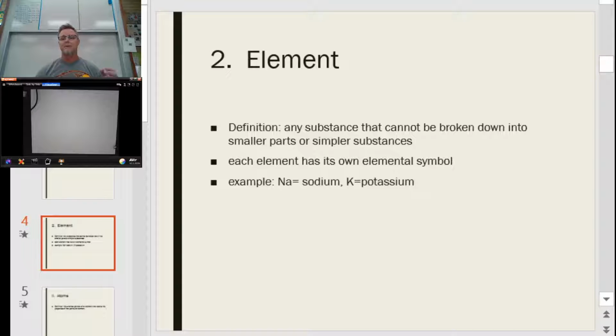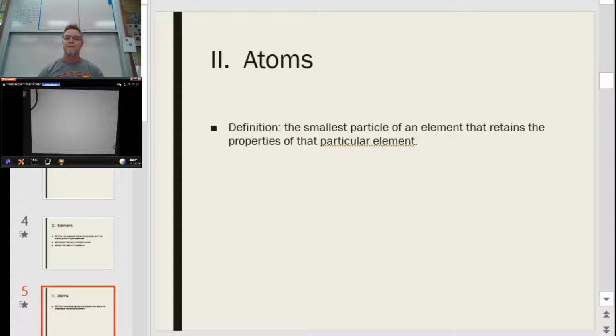For now, just think about elements on the periodic table like what I have for you here. The element sodium. When you look at the periodic table and you see the letters Na, that's the element sodium. When you see a K, that's potassium, right? If you see an O, it's oxygen. A C, it's carbon. An H, it's hydrogen, right? You get the idea. Those are our elements.